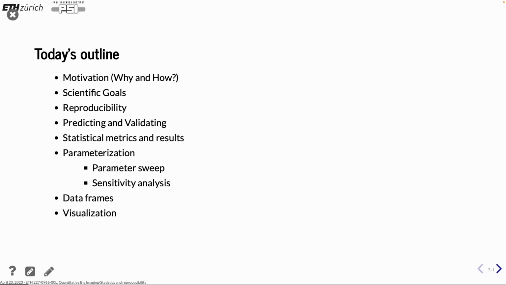So we have some motivation to begin with, some scientific goals. Then we have, actually this one is not updated, I realize. I have reshuffled the outline. But anyway, we have uncertainty, statistical methods, reproducibility, and then looking into the data frames, which I actually did in lecture 2, I think. So that one moved out from this lecture, giving space to the uncertainty.